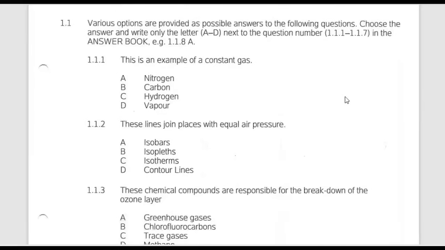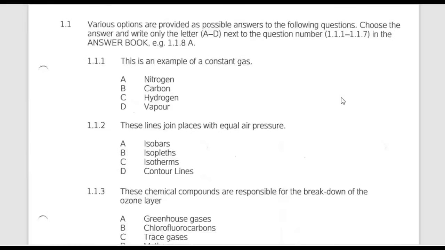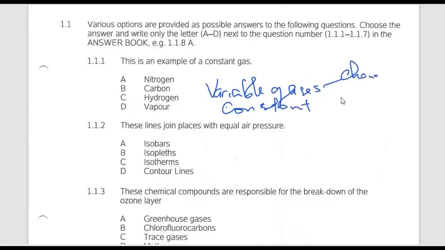Right, let's start with number 1, an example of a constant gas. Remember, when you're looking at the gases in the atmosphere, they comprise what we call the variable gases and the constant gases. Some gases are variable, meaning they change in terms of their percentage in the atmosphere, while what we call constant remain the same. So we have some gases which are variable and some which are constant.